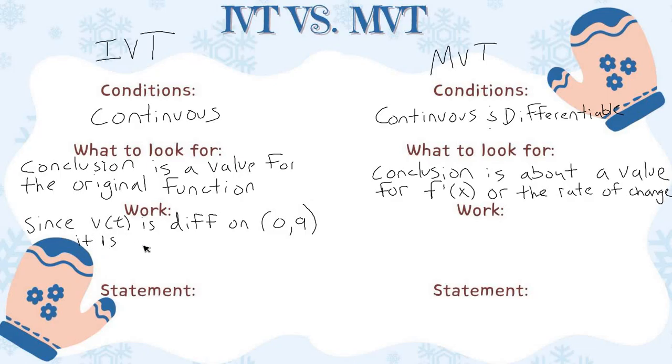It is also continuous on 0 to 9. Yes, no, maybe so. Are we all okay with that? No, we didn't really care about the differentiability for the IVT, but we did care about it because it's what allowed us to say that it was continuous.